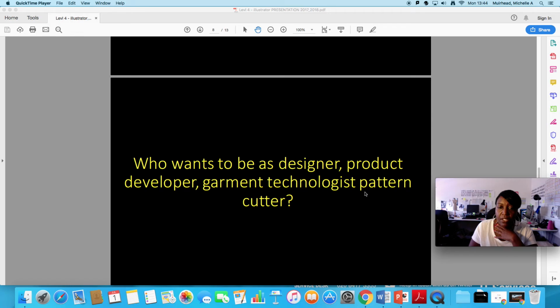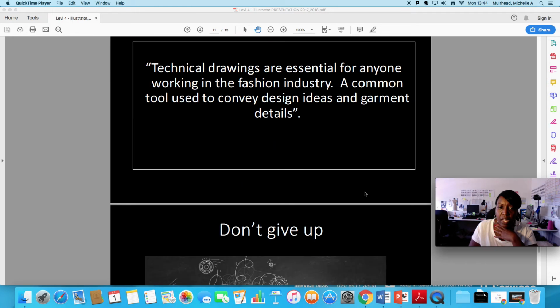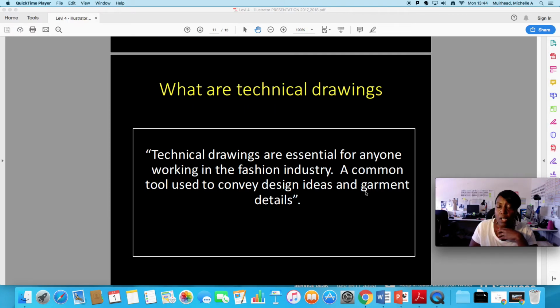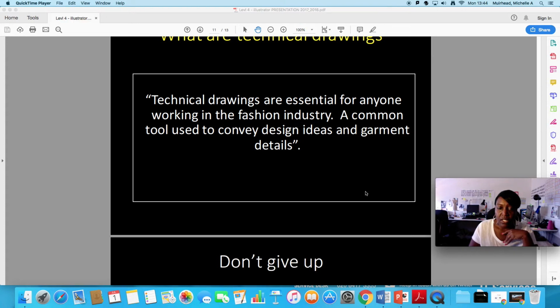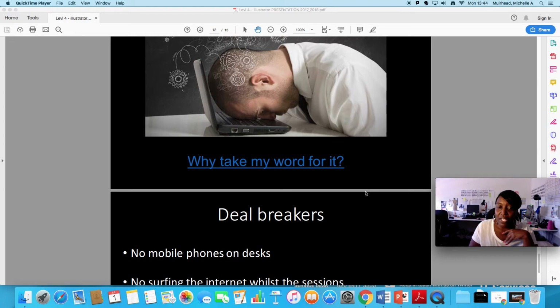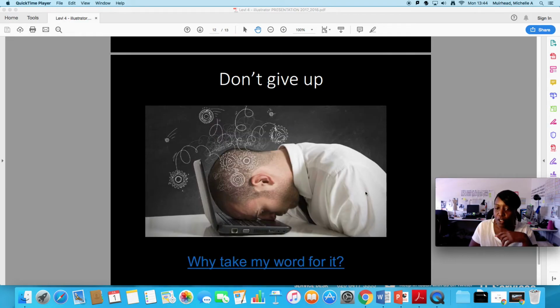So let me get back to the next page. Okay, so what are technical drawings? I've already explained. They are drawings essential for anyone working in the fashion industry. It's a common tool used to convey design ideas and details. Okay, one thing I would say to you is that don't give up. It will be worth it in the end.